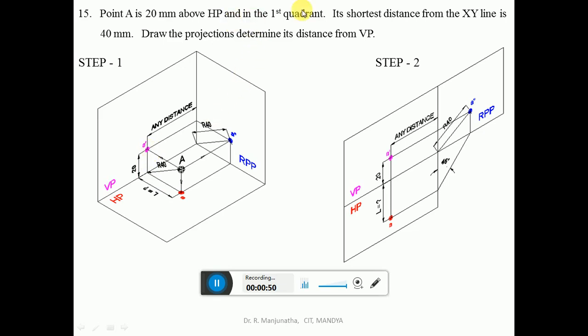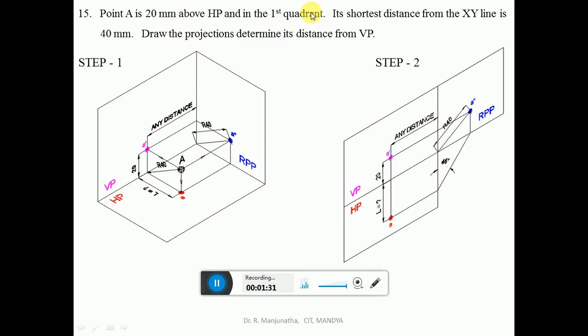And then he says it is in the first quadrant. So obviously the point is in the first quadrant. Its shortest distance from the XY line is 40 mm. So this is the one which we need to understand. Suppose you know the distance with respect to the vertical plane, the image is going to be on the horizontal plane. So these two are going to be at right angles. So naturally, which is the shortest distance? When we draw a hypotenuse, this is going to be the shortest distance. So that is how you get the point A in space.